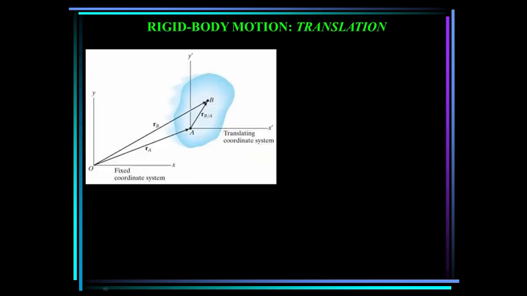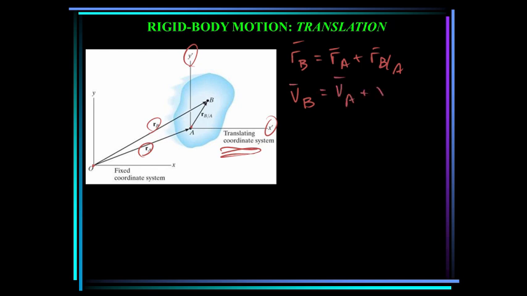So here we have a rigid body in blue. There are 2 points in the body, A and B. And the position vectors r_A and r_B from some fixed coordinate system. The x', y' system is translating. So we can write that r_B is equal to r_A plus r_B/A. It's just vector addition. So we can take the derivative of this equation and say that the velocity of point B is equal to the velocity of point A plus the velocity of point B with respect to A.